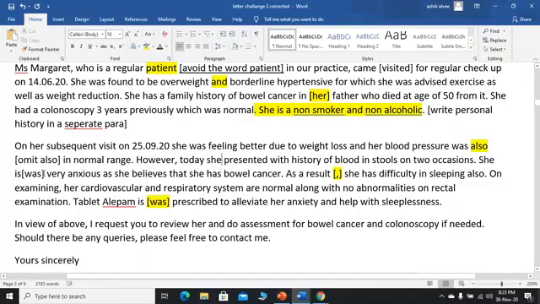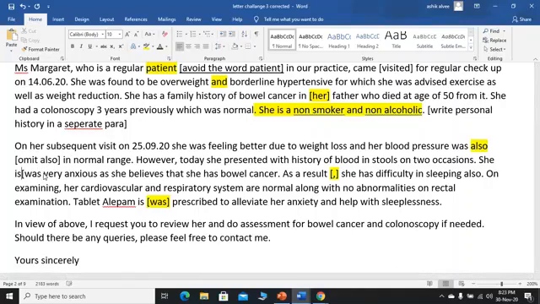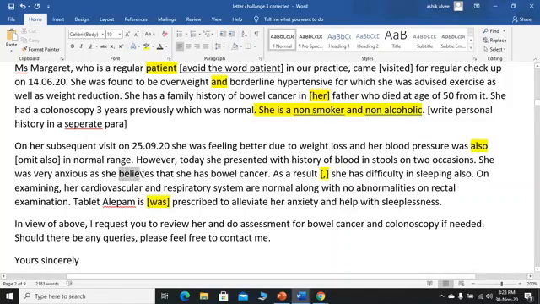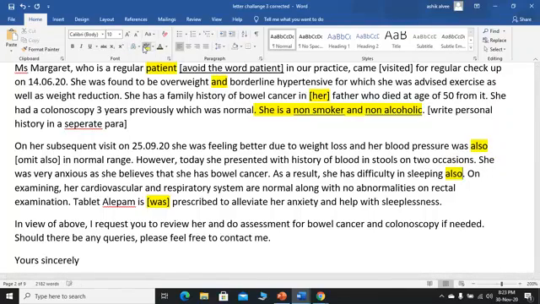She was, not is, she was very anxious. Okay, she was very anxious as she believes. This is all right because she still believes that she has bowel cancer. So, as she believes that she has bowel cancer. So in one sentence, you can use more than one tense if it is grammatically correct. As a result, a comma is missing here, so I put a comma here. As a result, she has difficulty in sleeping also. This "also" is also informal. You write "as well", or "in addition", she has difficulty in sleeping.